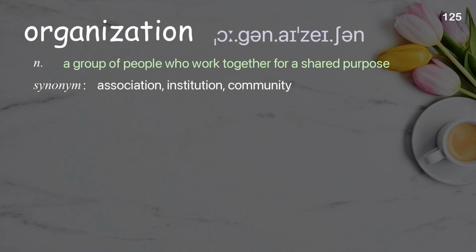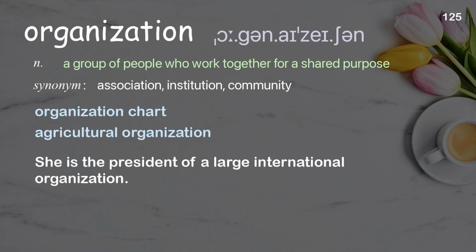Organization: A group of people who work together for a shared purpose. Examples: Organization chart. Agricultural organization. She is the president of a large international organization.